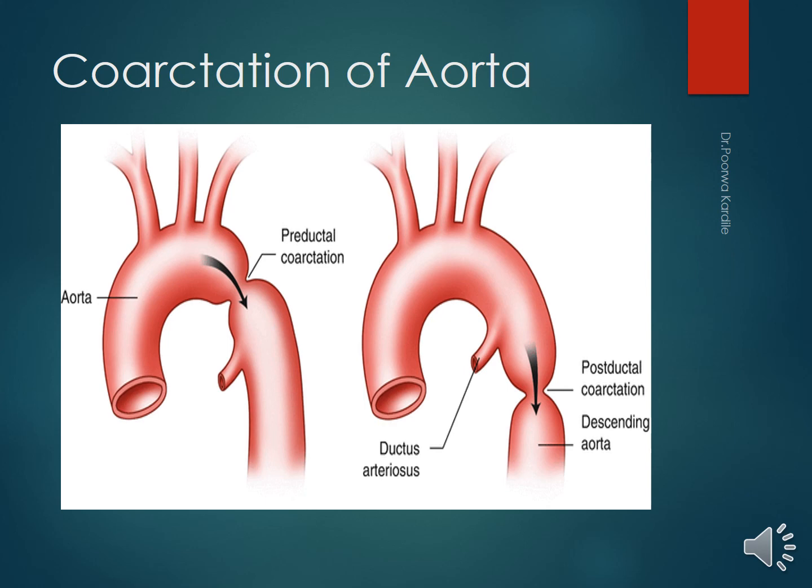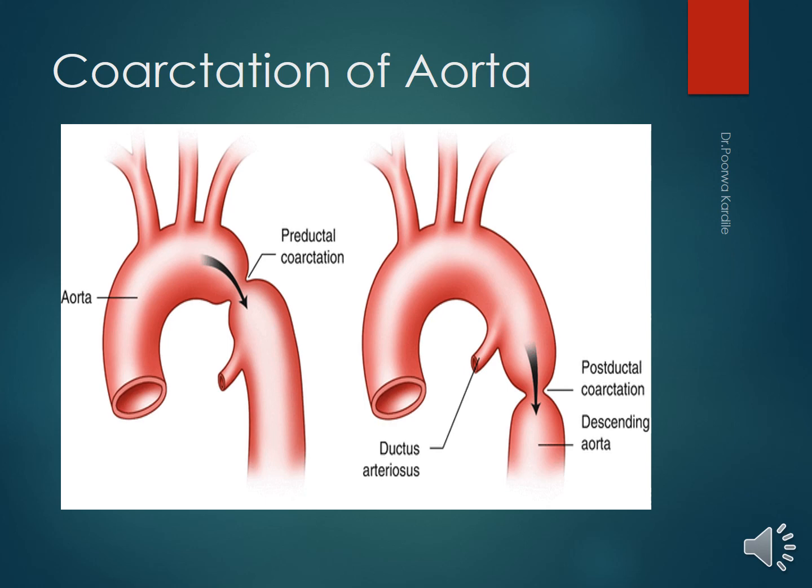There are two types of coarctation depending upon the site of constriction, whether it is proximal or distal to the ductus arteriosus. They are named as preductal and postductal. Preductal type is exaggeration of normal narrowing between left subclavian artery and ductus arteriosus, and the ductus arteriosus remains patent in this type, and it results from poor blood flow in this segment.